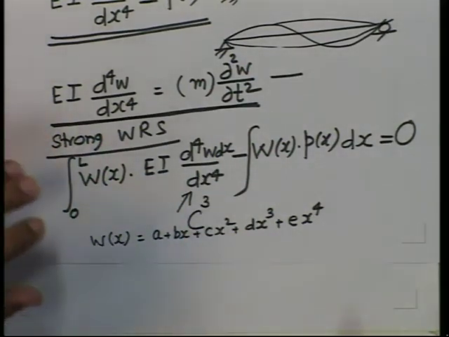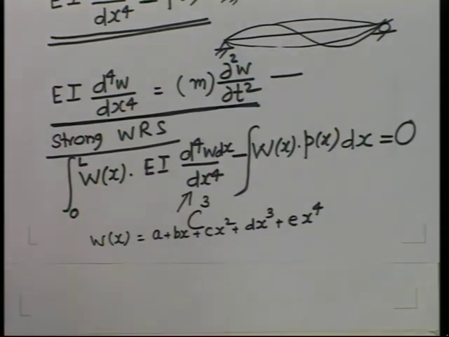This is the strong form. But then we try to reduce it. We always try to reduce this requirement, because this is a very high requirement. So, we find out the weak form.